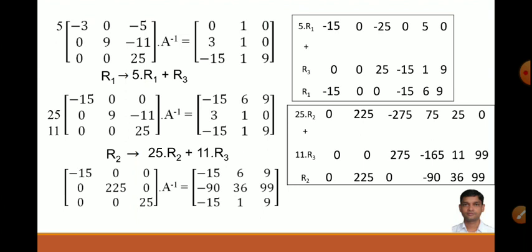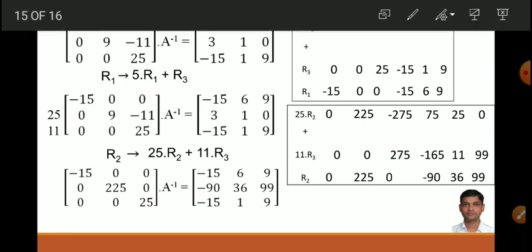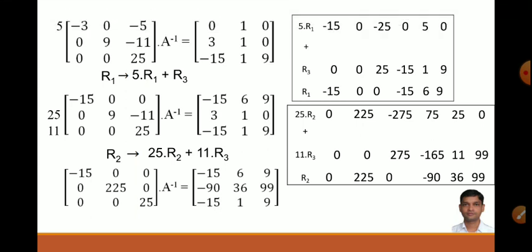See, we have adjusted 0 to all the positions. Now at the first position you want 1. So just divide the first row by minus 15. So you will get 1 at that position. Divide R2 by 225. So 225 divided by 225 is 1. Divide R3 by 25. So 25 upon 25 is 1. On the right side, you divide all the elements by the respective element.